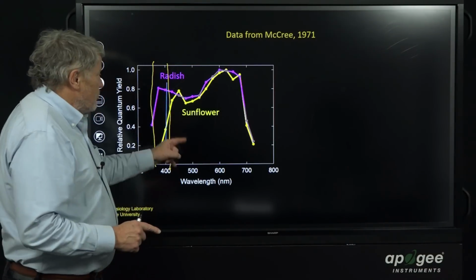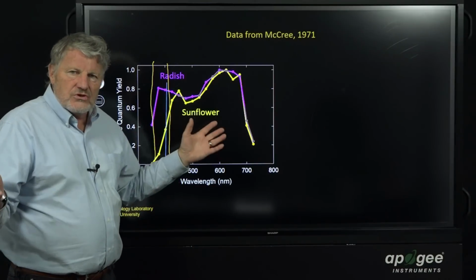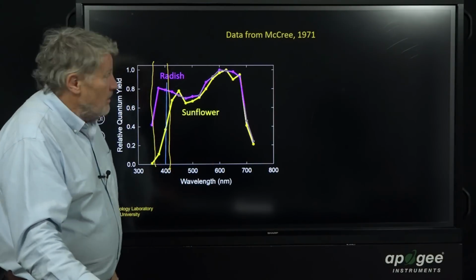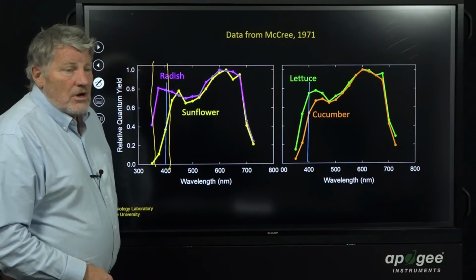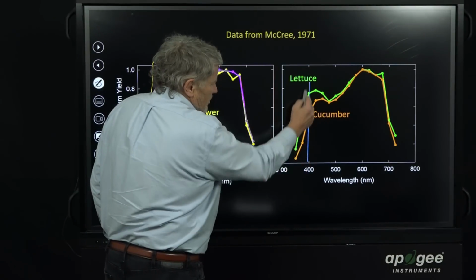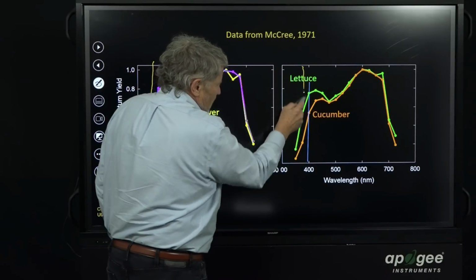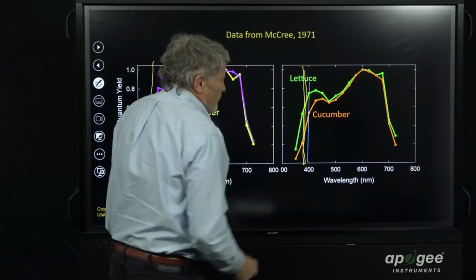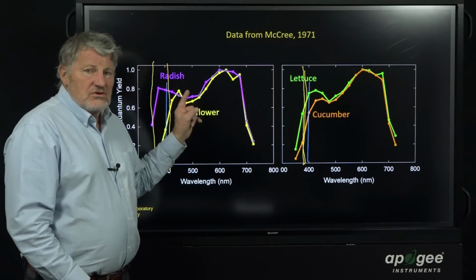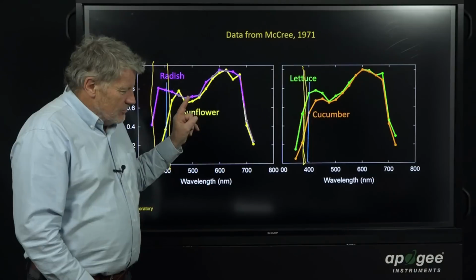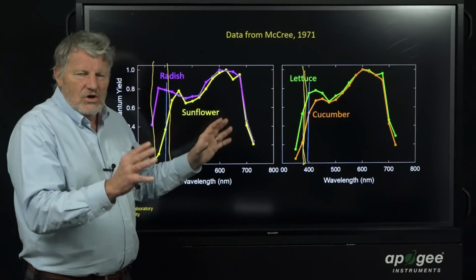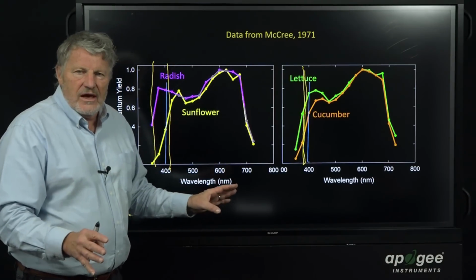Now, sunflowers and radishes are not big crops in controlled environments, but lettuce and cucumbers are. Here's lettuce and cucumber. They're intermediate. They both drop quite fast right here, close to 400 nanometers. This is McCree's data. Now, he had to use prisms and filters to get this data. It's amazing what he did given the equipment he had.